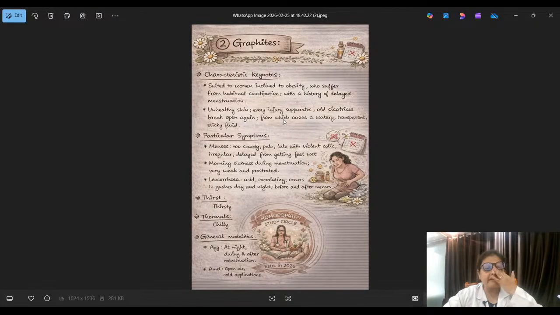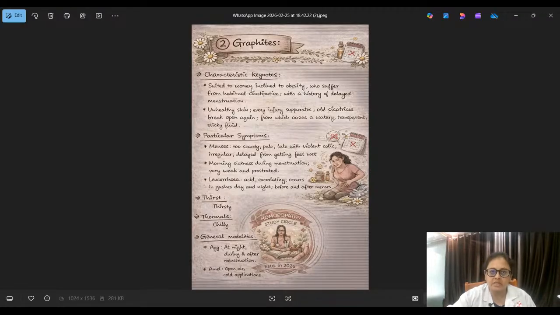Okay. Next, Graphites. Suited to women inclined to obesity. Again, like Antim crude, Graphites is also suited to girls who have delayed puberty and who have not attained menarche. Puberty is said to be delayed if she has not attained menarche even at the age of 16 to 18 years, and secondary sexual characters have not developed even at the age of 12 to 13 years. That is delayed puberty. So obesity. She has obesity, she has delayed puberty, habitual constipation with history of delayed menstruation.